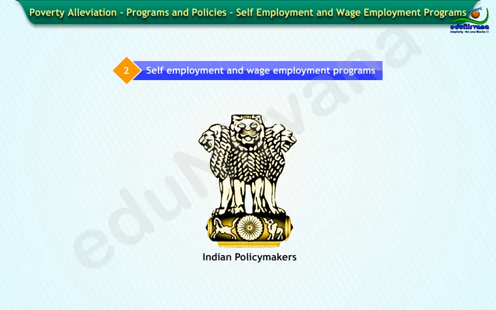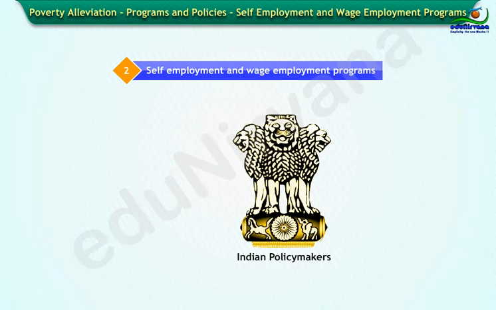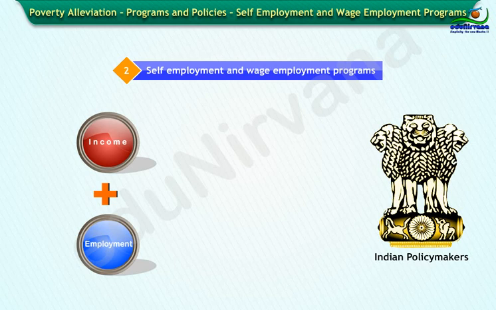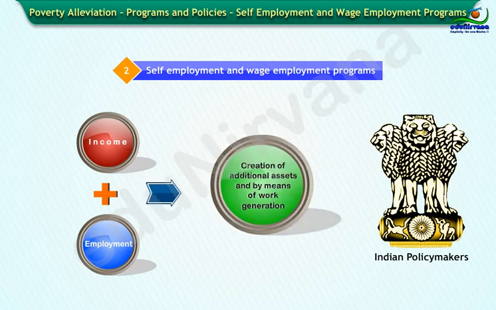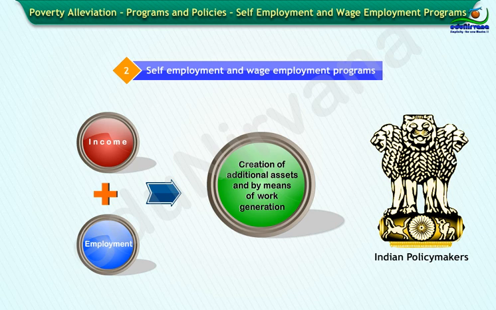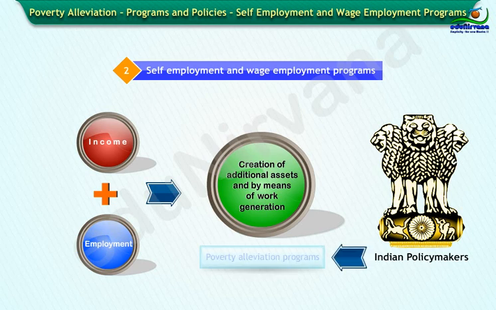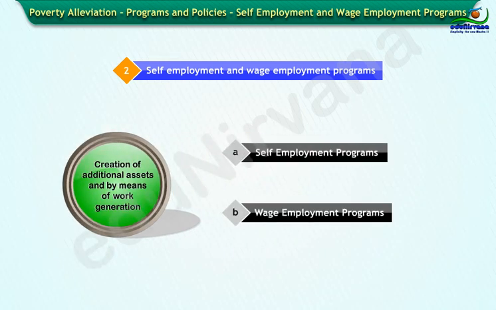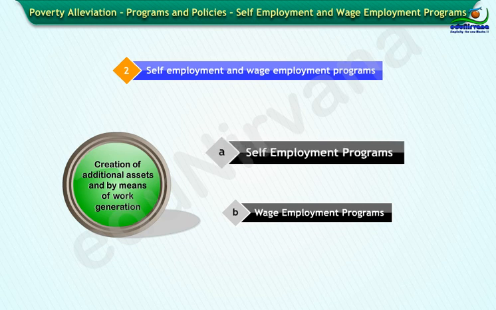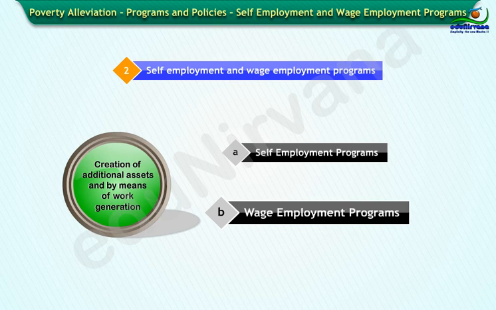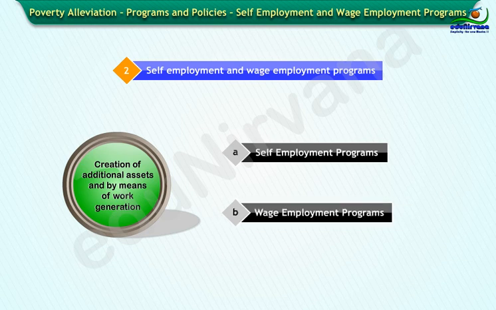The main focus of the government policy initiatives is how incomes and employment for the poor could be raised directly through the creation of additional assets and by means of work generation. With this specific objective in mind, specific and direct poverty alleviation programs are always the key agenda for the policymaking. The programs for creation of additional assets by means of work generation have been broadly classified into self-employment programs and wage employment programs. Let's see each of them one by one.